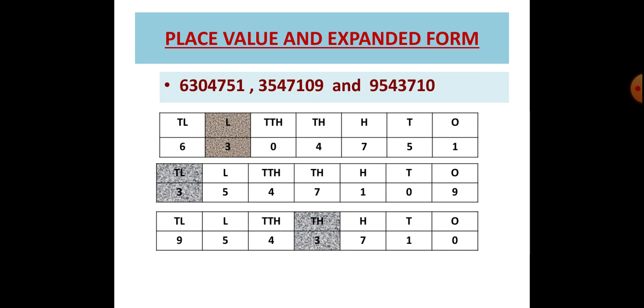Now coming to place value and expanded form. While writing the place value of a number, always make a place value chart. Place value chart can help us in determining the place value of a digit. Now let us find the place value of digit 3 in 63,04,751, 35,47,109 and 95,43,710.